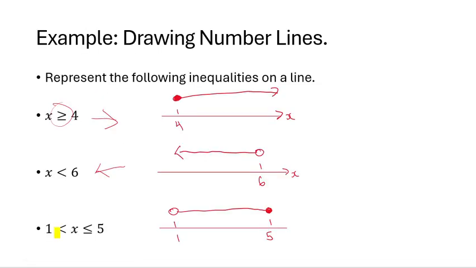So I must say, this 1 is in correlation to that, and this 5 is in correlation to that inequality. So that's how you can tell which one's shaded and which one's not. And then you just draw a line between those two numbers, okay?